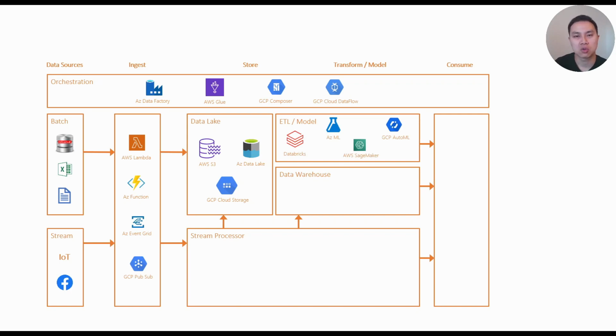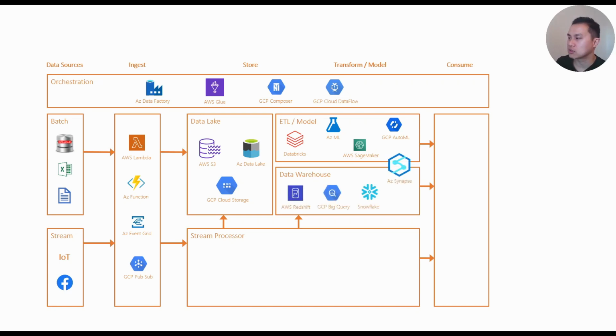Now, when data is stored in the data lake, we can transform it, we can clean it, we can model it. And one of the many popular tools out there is Databricks, which is a curated Spark engine that's pretty popular. And for modeling, we have Azure Machine Learning, AWS SageMaker, and GCP AutoML. Just to name a few there. I'm sure there are many I have not used or seen, so feel free to comment down below. I'd like to hear what you've used.